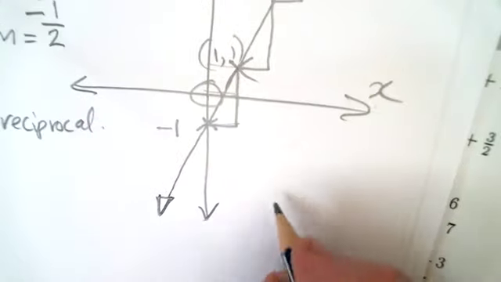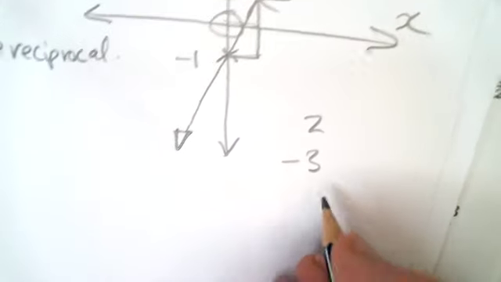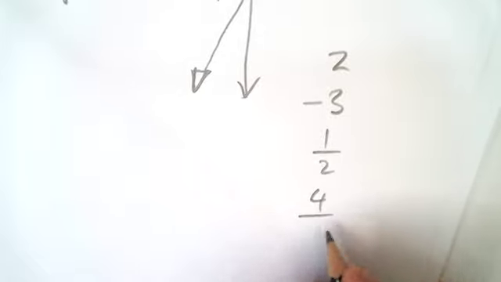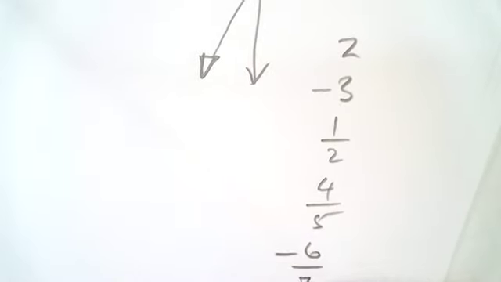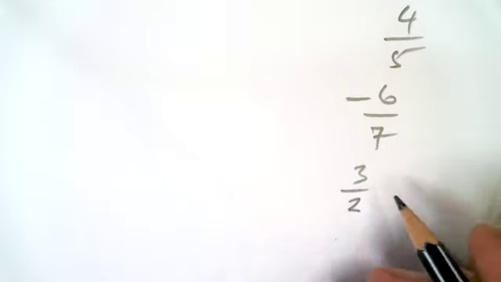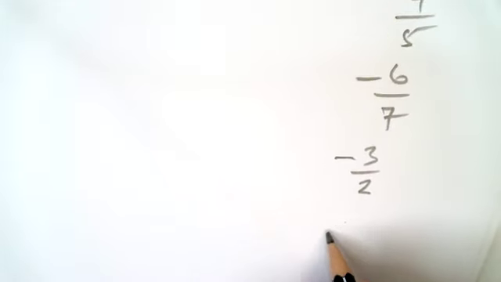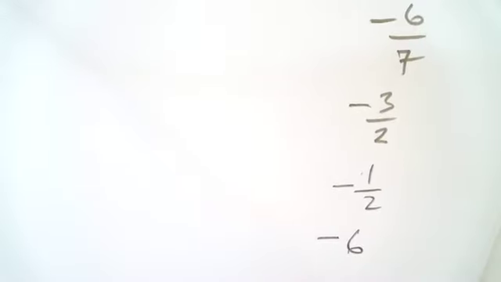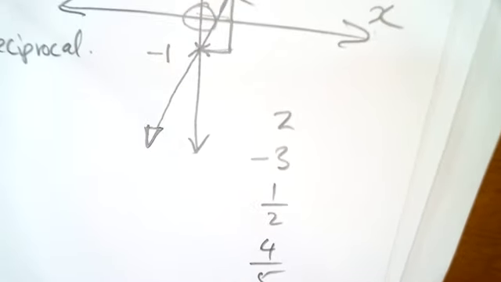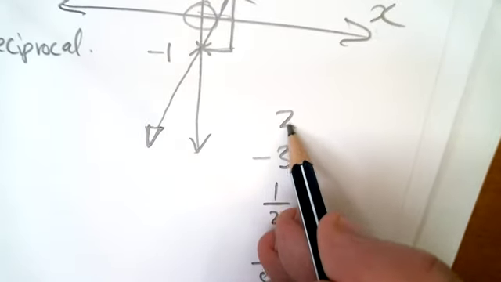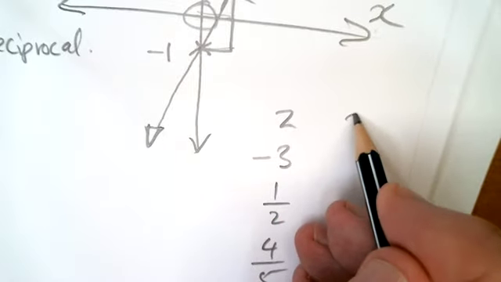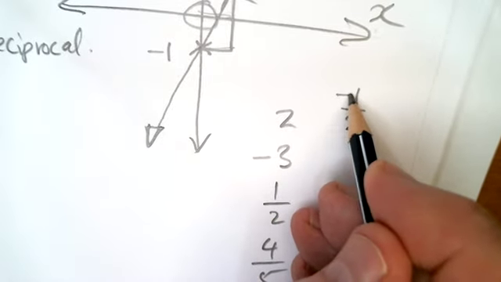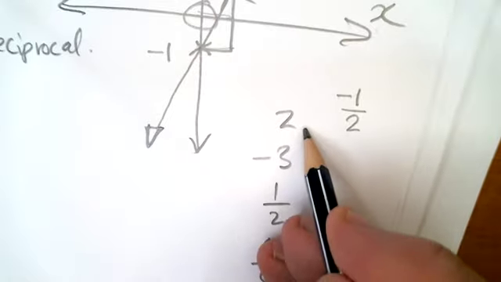Here we are. So if I've got a 2, a negative 3, a half, 4 over 5, negative 6 over 7, 3 over 2. Let's go ahead and find some negative reciprocals. So it's just 1 over what it was before. Well, 2, we know what a negative reciprocal of 2 is, because there's my 2, it's just 1 over, and it's negative. So that's the negative reciprocal of that.